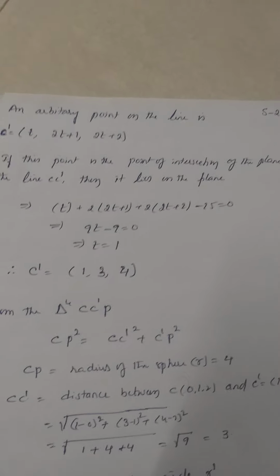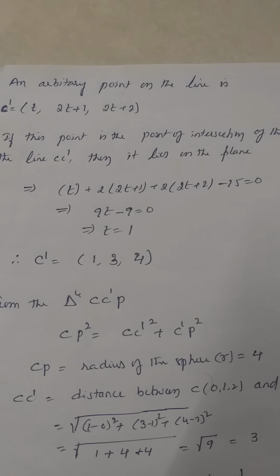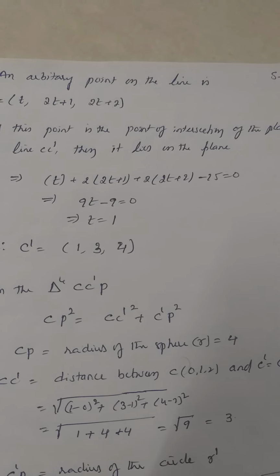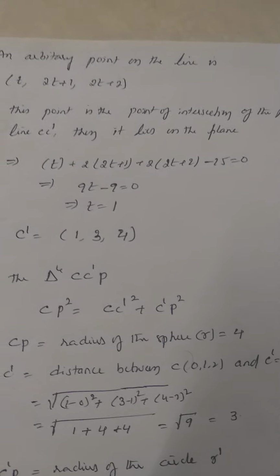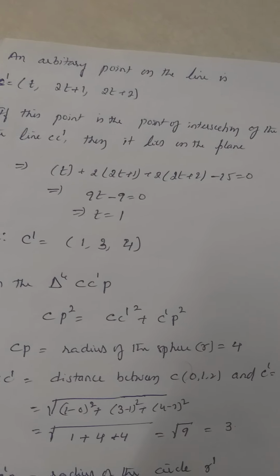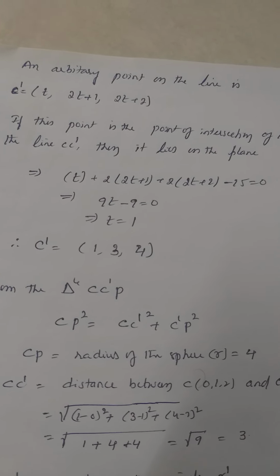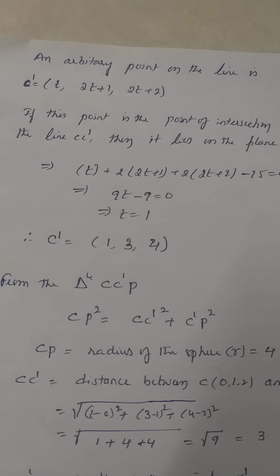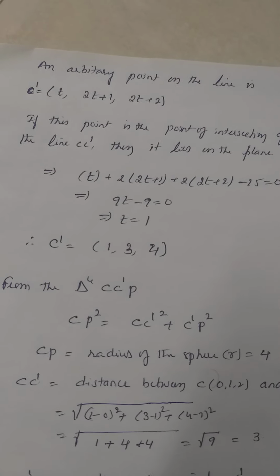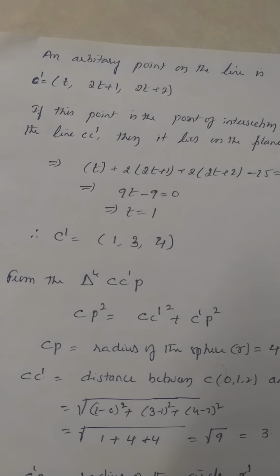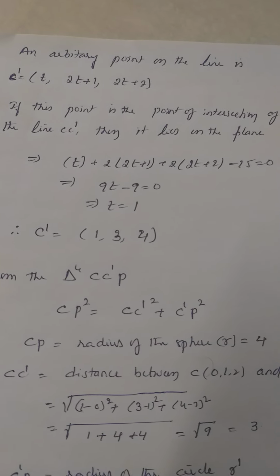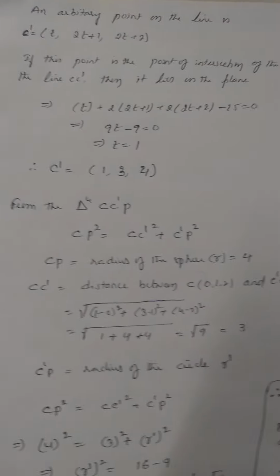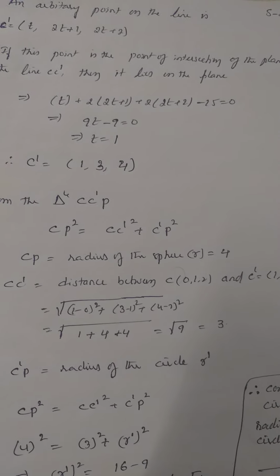What is C dash according to our assumption? C dash is the center of the circle. Center of the circle is equal to 1, 3, 4. Remember, center of the circle is the foot of the perpendicular of the center of the sphere onto the plane. That means center of the circle always lies on the plane. Remember.